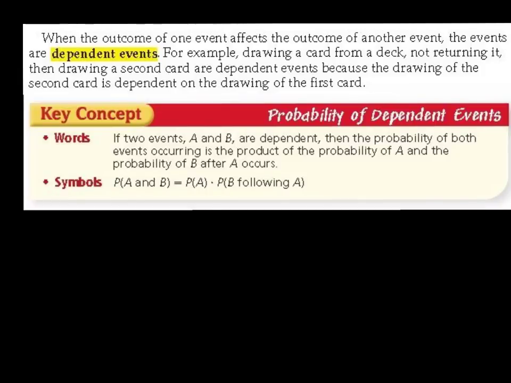For example, drawing a card from a deck, not returning it, then drawing a second card are dependent events because the drawing of the second card is dependent on the drawing of the first card. If two events, A and B, are dependent, then the probability of both events occurring is a product of the probability of A and the probability of B after A occurs.